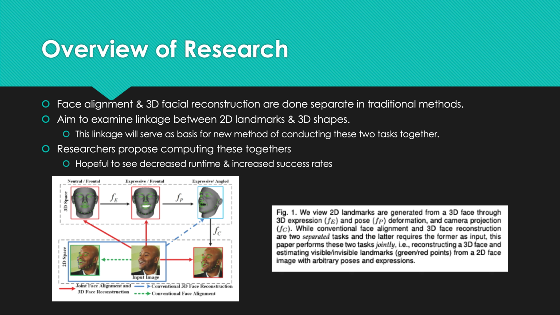Face alignment and 3D facial reconstruction are generally done in separate tasks. We can see that in the graphic provided below, where we have a 2D image of a face. A 3D image is then generated from that, where landmarks and features are extracted and then applied onto the 2D image, which is then where facial recognition is conducted.